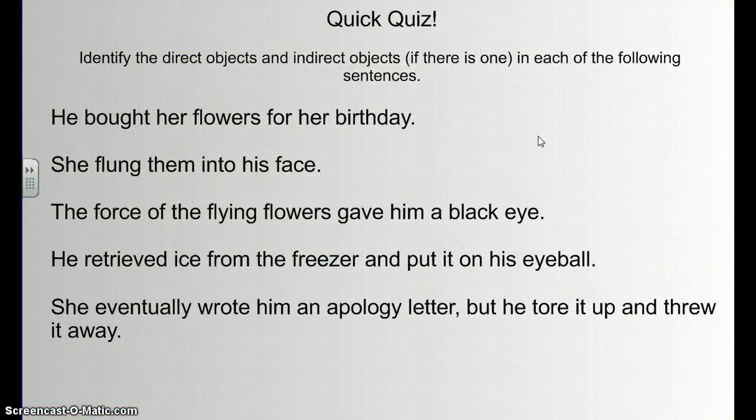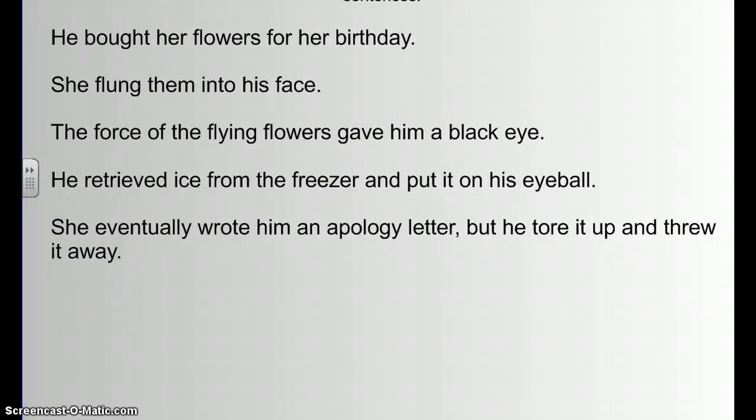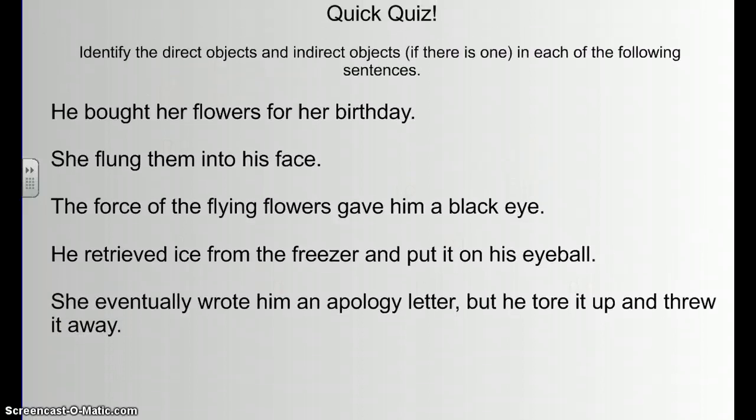So, quick quiz. Again, I'll give you a couple of seconds per sentence and I'll walk you through them, but identify the direct objects and indirect objects, if they're there, in each of the following sentences. The first sentence: he bought her flowers for her birthday. I want you to ask yourself, what did he buy and for whom did he buy them? So the DO is flowers, the IO is her, because he bought the flowers for her.